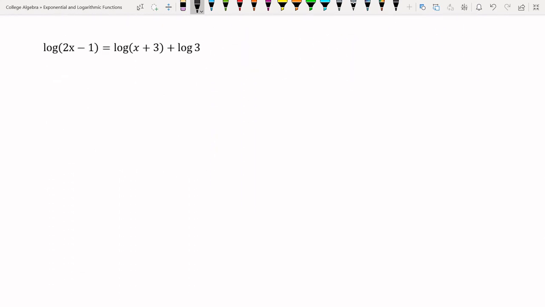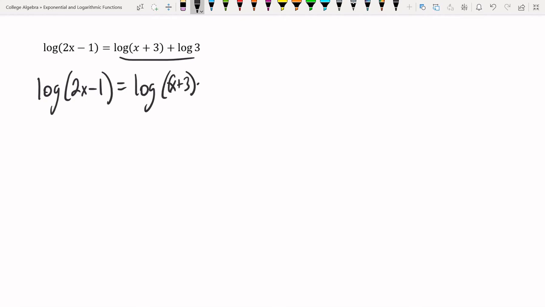All right, for this problem, we need to condense both sides. All of these logarithms are base 10 because nothing's written there, so it's assumed to be base 10. Okay, on this side, I have an addition of logarithms. That means it goes to multiplication. The first times the second.